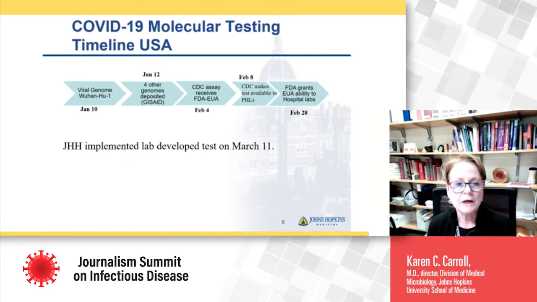So here is the molecular testing timeline that we saw. By January 10th, the first viral genome of the Wuhan HU1 coronavirus was deposited in GenBank, and this allowed the CDC and other laboratories such as ours to be able to create primers and probes to stand up a test. By January 12th, we also had 4 other genomes deposited in global banks throughout the world. The CDC assay received its FDA emergency use authorization on February 4th, and by February 8th, the CDC made this test available to public health laboratories.